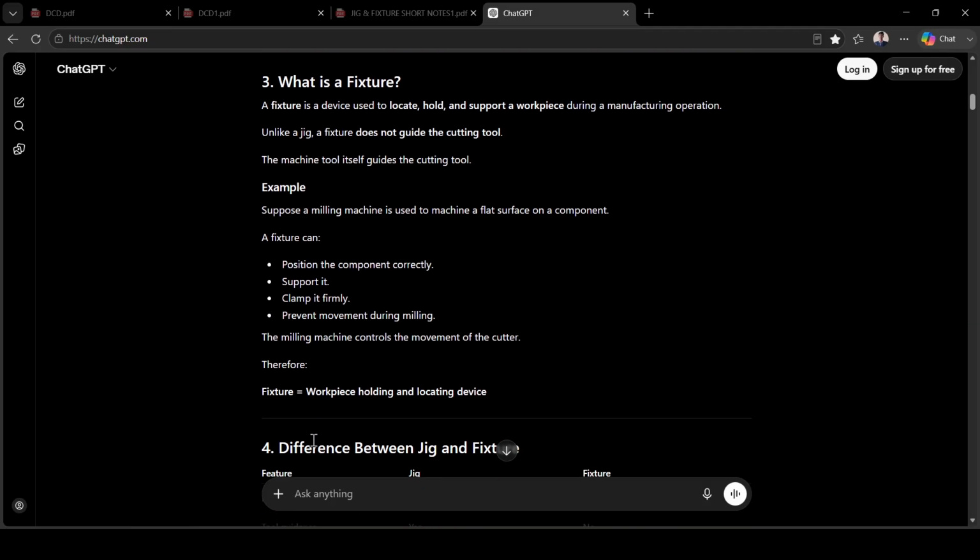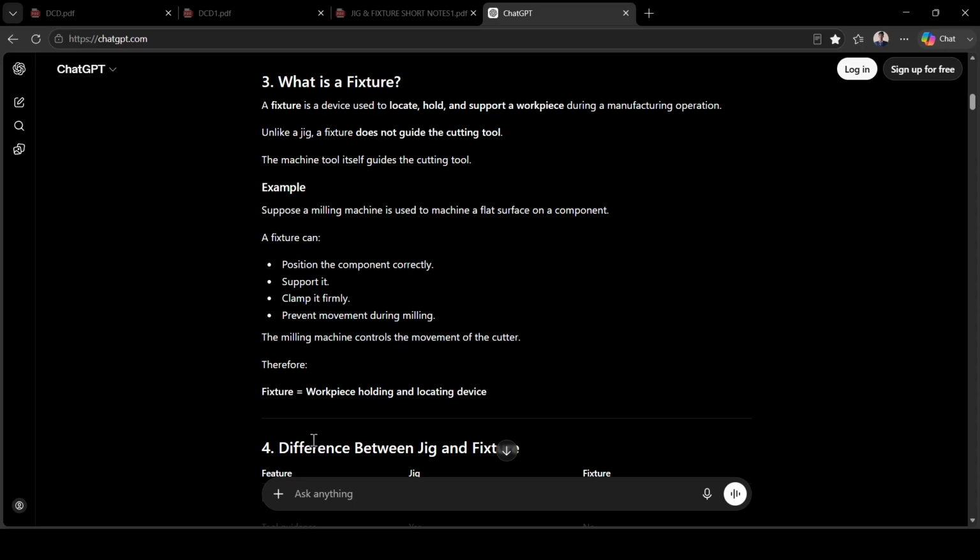Then what is a fixture? A fixture is a device used to locate, hold, and support the workpiece during the manufacturing operation. Unlike a jig, a fixture does not guide the cutting tool. The machine tool itself guides the cutting tool.